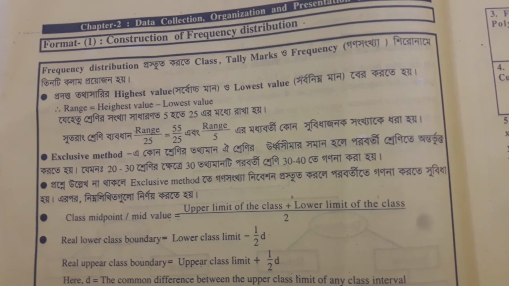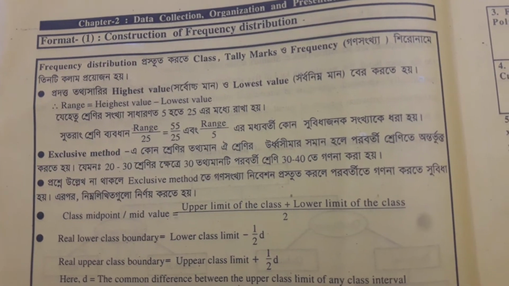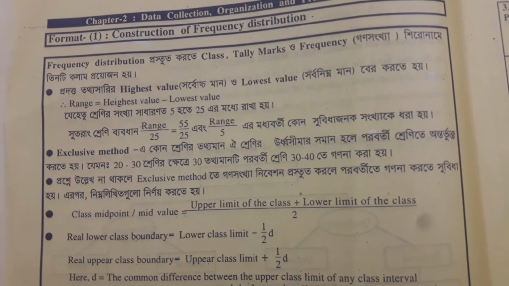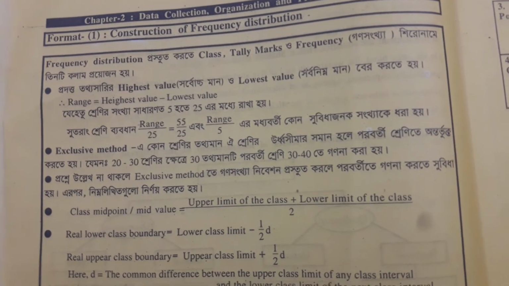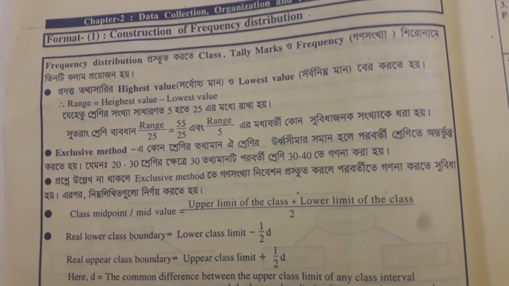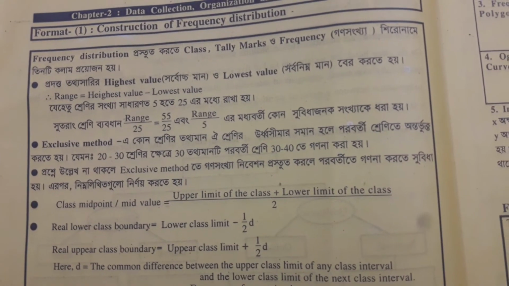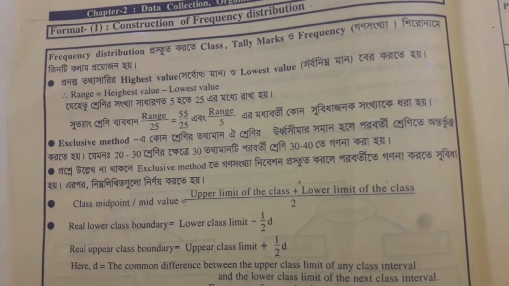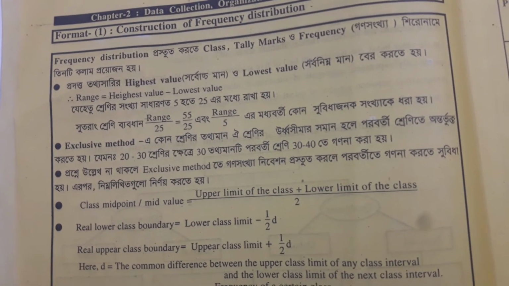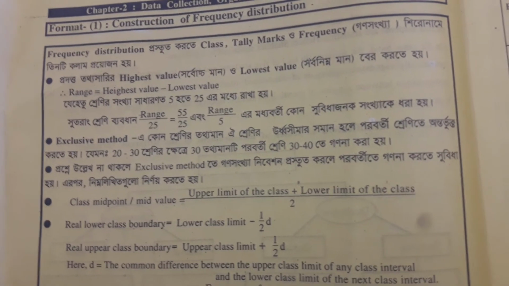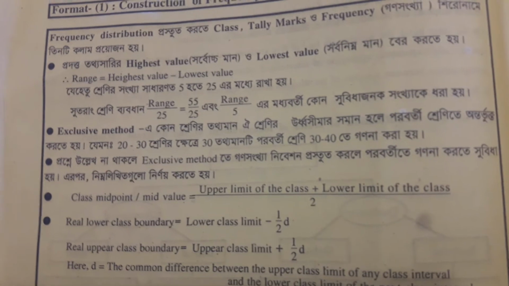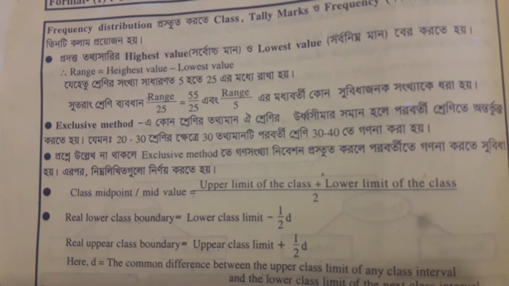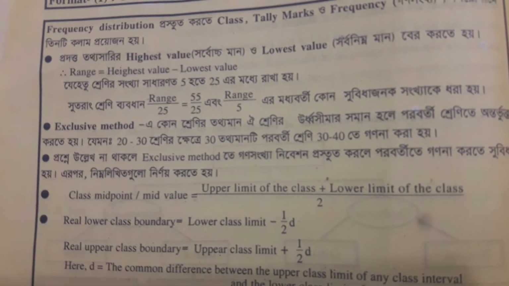First point, we find the highest value of the data, and then the lowest value of the data. Then range equals highest value minus lowest value. Next, the number of classes is mainly between 5 and 25. So the class interval equals range by 25 and range by 5, any number in between.